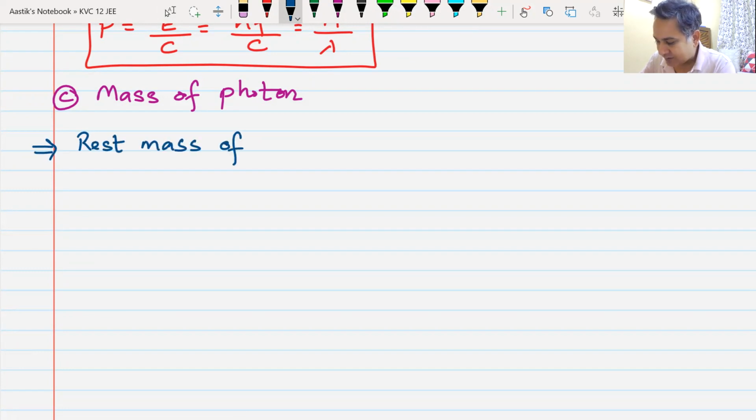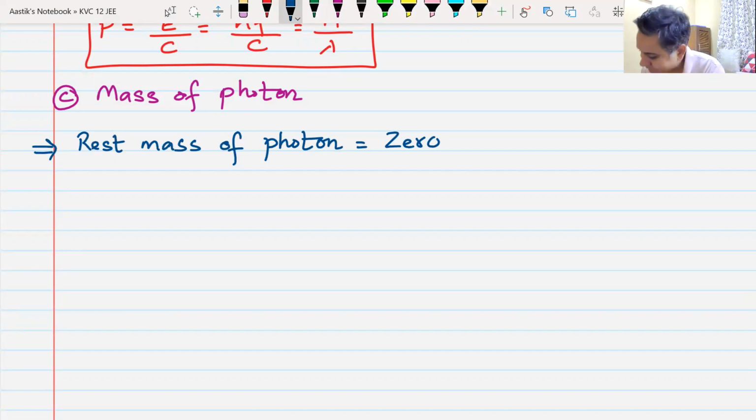Now, what do you mean by rest mass? Remember, photon does not exist when it is at rest. Photon only exists when it is moving, and every photon is moving with the speed of light. Photon does not exist when it is at rest. Do we understand this? That is why the rest mass of the photon is 0. But when it is moving, it has a momentum. And from that momentum, you can calculate its mass.